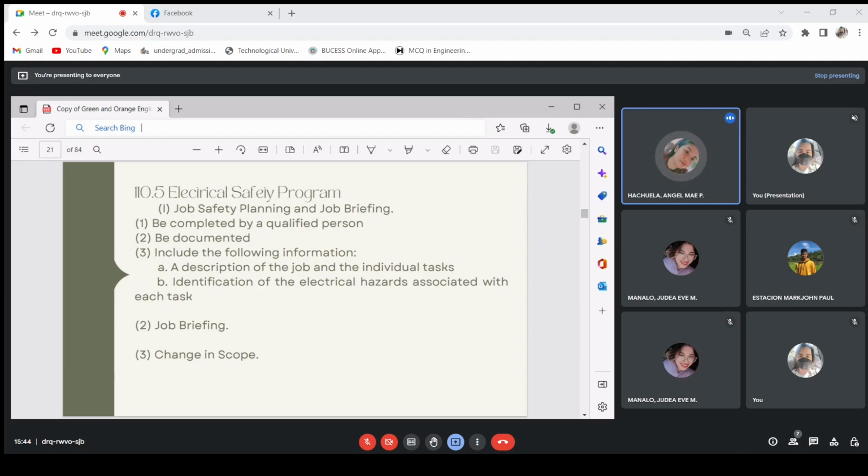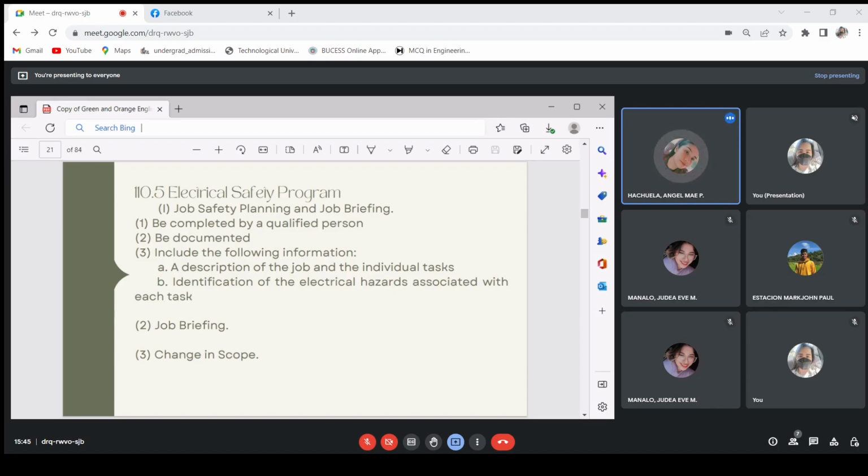Number 1 is job safety planning. The job safety plan shall be in accordance with the following. Number 1, be completed by a qualified person. Number 2 is be documented. Number 3, include the following information. A, a description of the job and the individual task. Letter B is identification of the electrical hazards associated with each task.